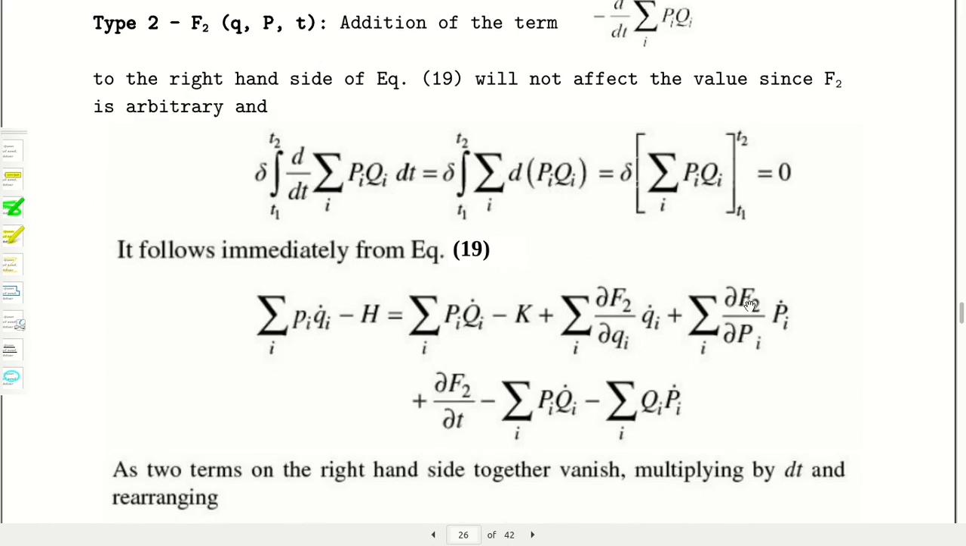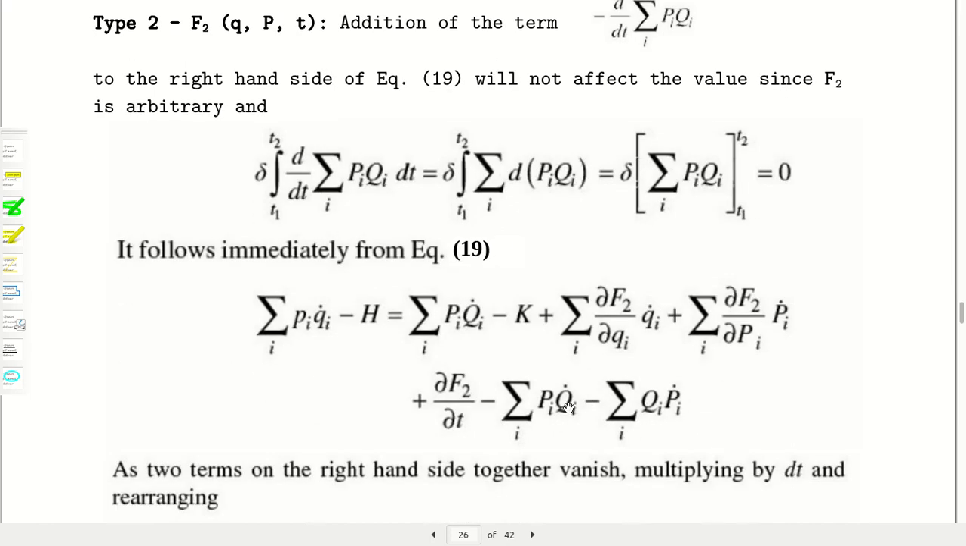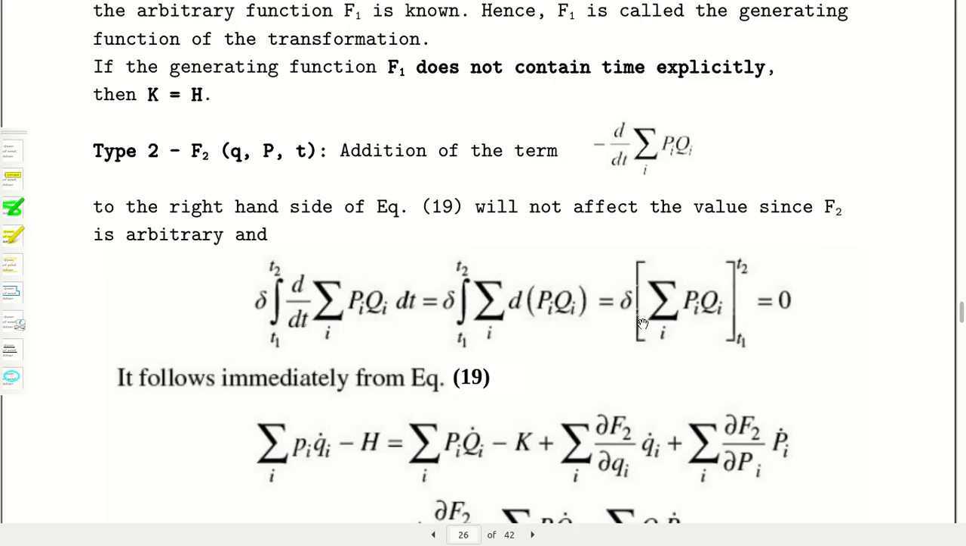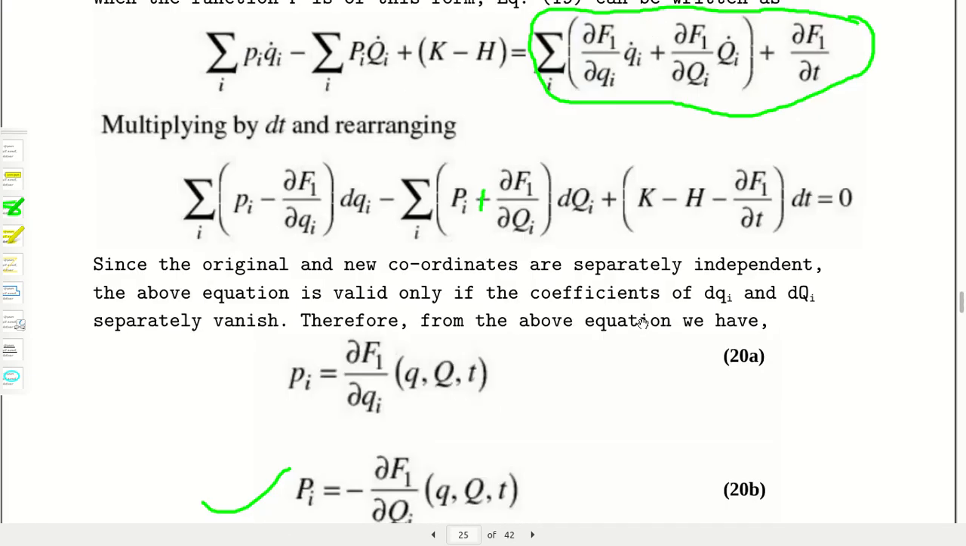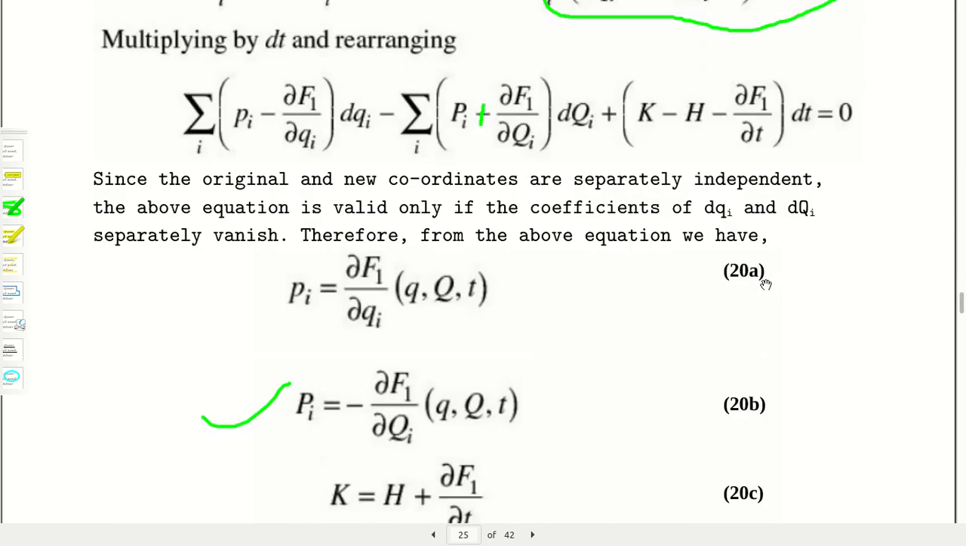So equation 19 looks like this, because this actually contains two terms: d/dt of Pi Qi means Pi into Qi dot plus Qi into Pi dot. So two terms are written here, and dF/dt is there. See again equation 19, dF/dt. Now F is a function of small q, capital P and t. So three terms will be there: ∂F/∂q into dq, plus ∂F/∂P into dP, plus ∂F/∂t. So let us check.